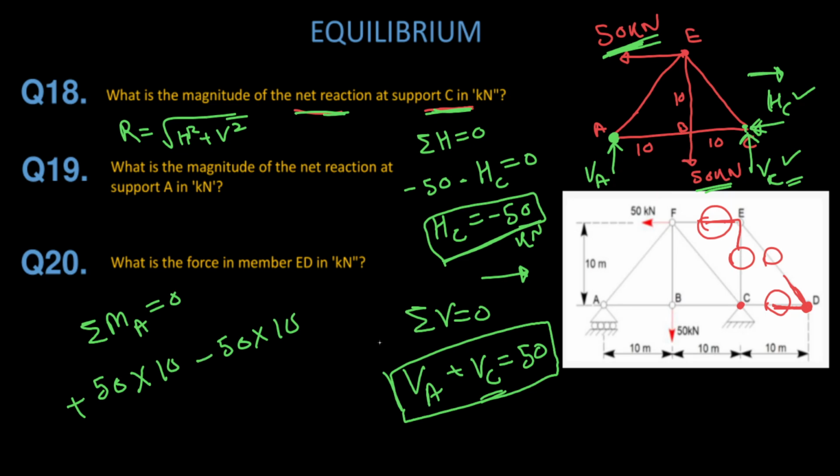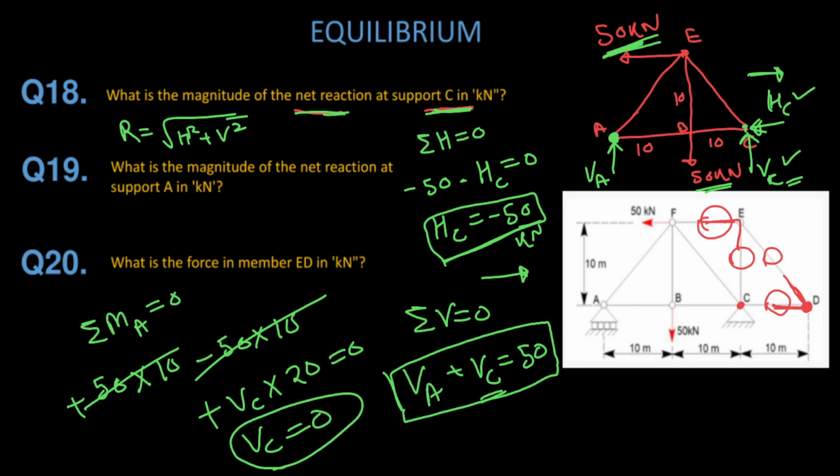Again, I have another force VC upward. So VC into perpendicular distance 20 is equal to 0. What is the direction of this moment? It's counterclockwise, so positive. From here the terms cancel out, so VC will be equal to 0. So you got horizontal equal to 50 kilonewton and vertical equal to 0, so the resultant is 50 kilonewton as the answer.